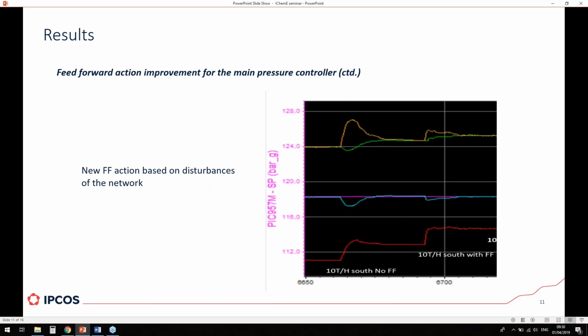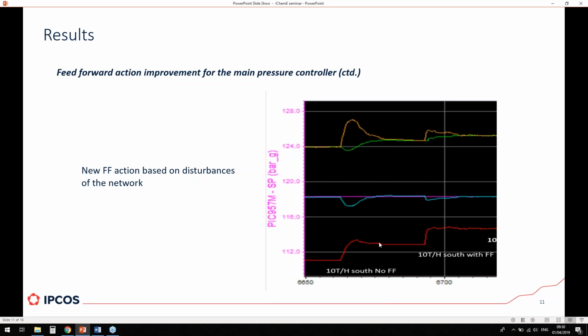So because there are flow measurements in each one of the consumers, it's easy to see that when a consumer changes demand, then you can immediately react with your pressure controller by increasing the production of steam. So it's very simple, and we did see the effect. So you can see here that without the feed forward, this is the new feed-forward strategy that we are proposing, and they accepted.